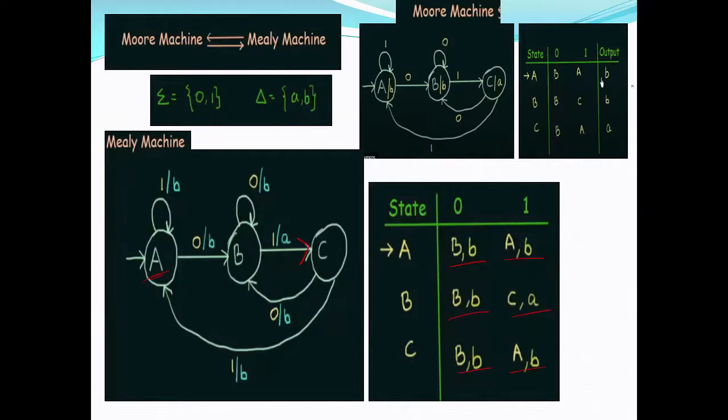Simply whatever is available here is transferred to this. This B is transferred to this, wherever you have B. Whenever you enter into B, you get B. The output for B is B. So we come to B, B, then B.